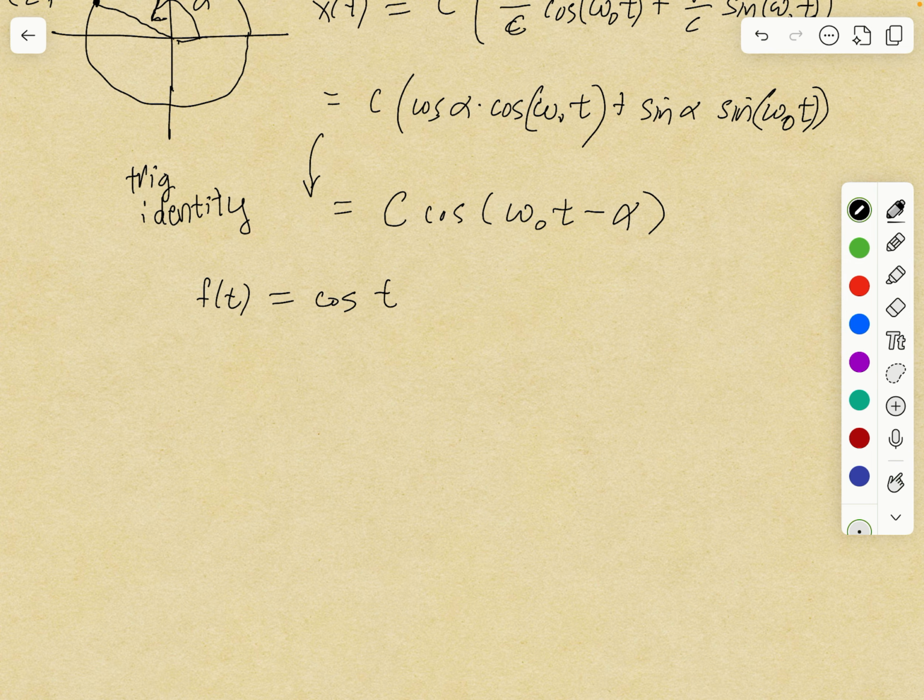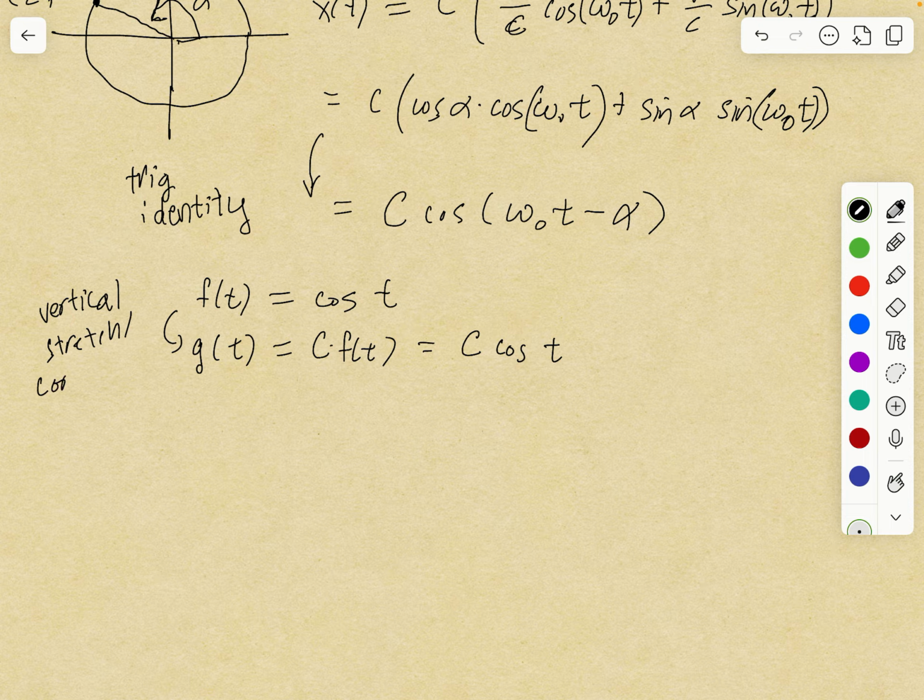So for instance, for this capital C, I can define a new function g of t to be C times f of t. So that would be capital C times cosine t. So I start off with my f of t, and then I define a new function g in terms of f. I just multiply f by C. So what that does is a vertical stretch or compression by a factor of C.